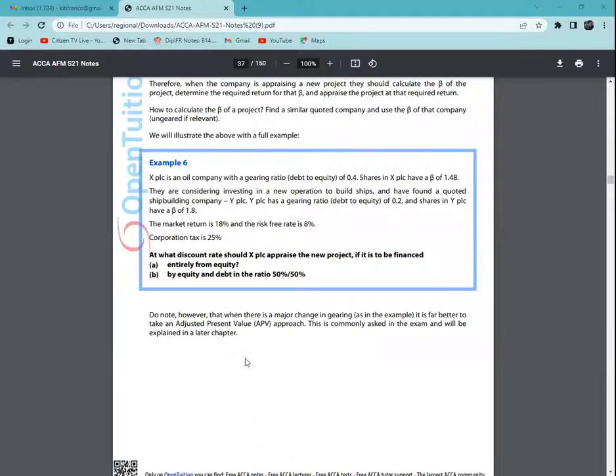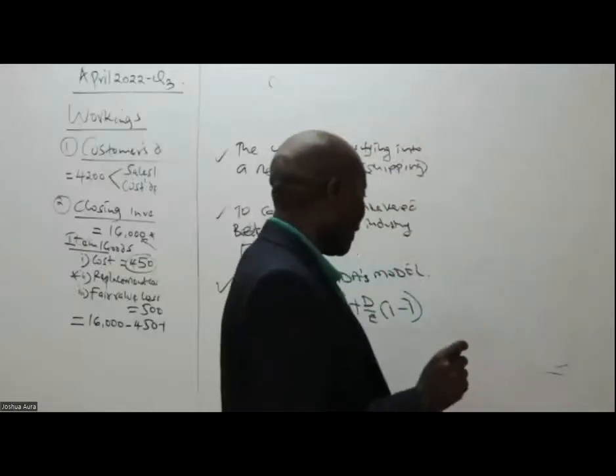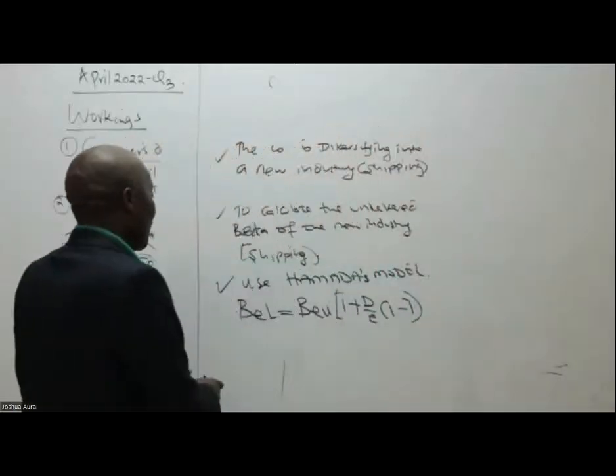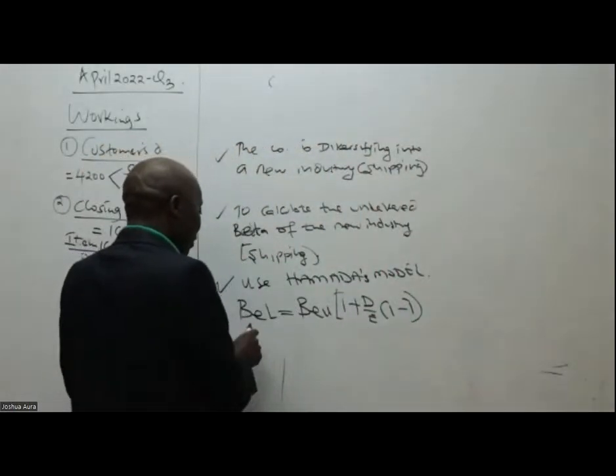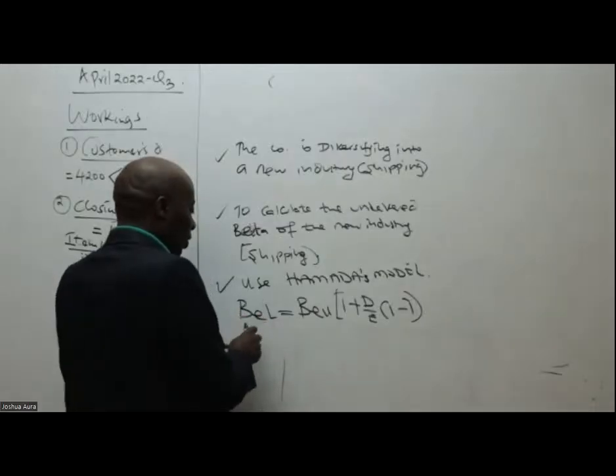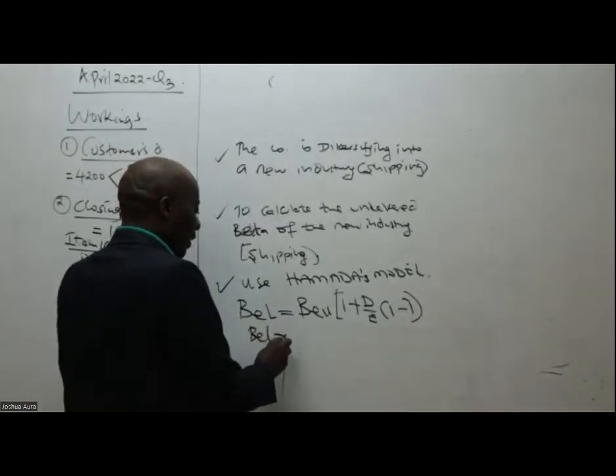Yeah, it's levered. Thank you so much. Do you know why? It's because this shipping company, they have already told us that there is debt in here. You can see debt to equity. So it's beta equity of a levered firm. This 1.8 is beta equity of the levered firm because this firm has already debt in it. So they have given us Bell. Bell is beta equity levered, which in this case is 1.8 of the new industry.